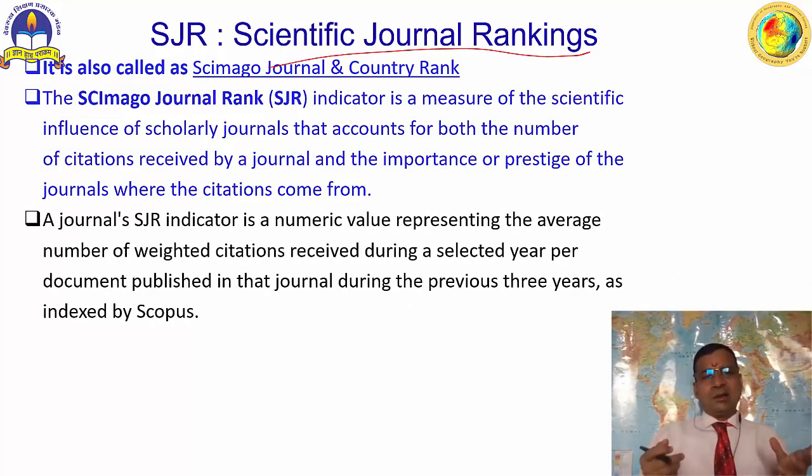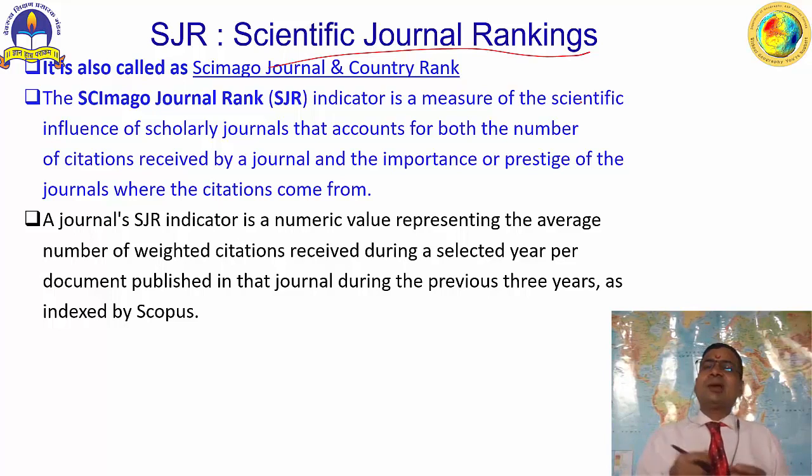A journal's SJR, that is Scientific Journal Ranking indicator, is a numeric value representing the average number of weighted citations received during a selected year per document published in that journal during the previous 3 years, as indexed by Scopus.